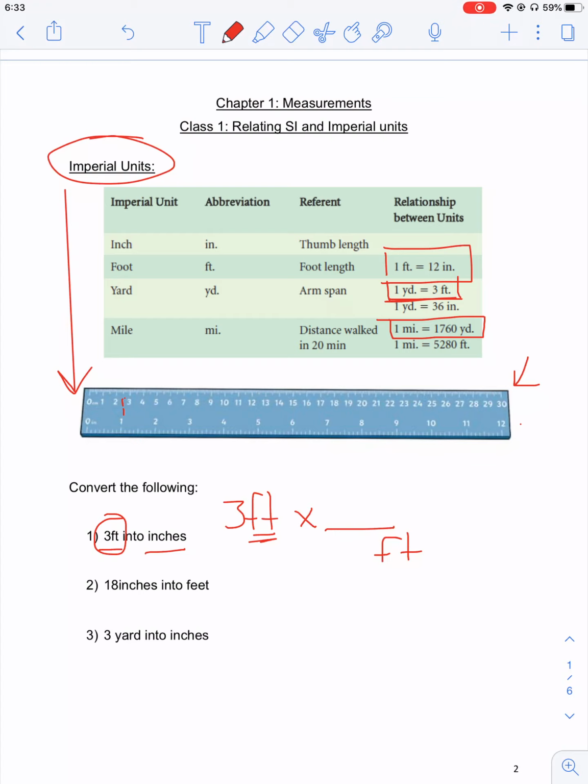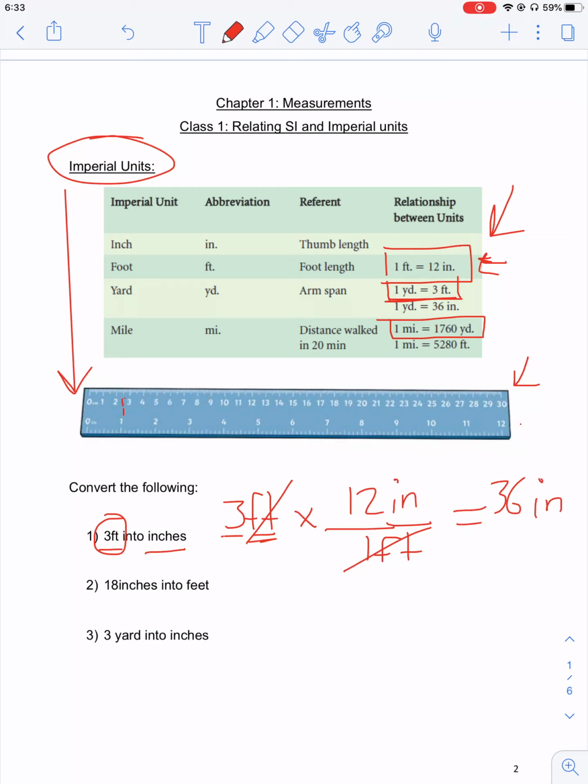Is there a ratio up here that gives me a relationship between feet and inches? Okay, if you look closely, it's this one. I know that 1 foot actually equals 12 inches, right? So by writing it this way, the magic will happen, right? So the feet and the feet will cancel, and then the only unit that remains is inches, which is what I want. So all you have to do is multiply 3 by 12 to get 36. So the answer is 36 inches, okay?